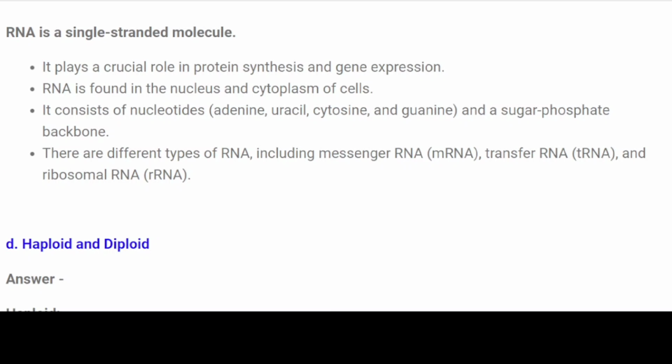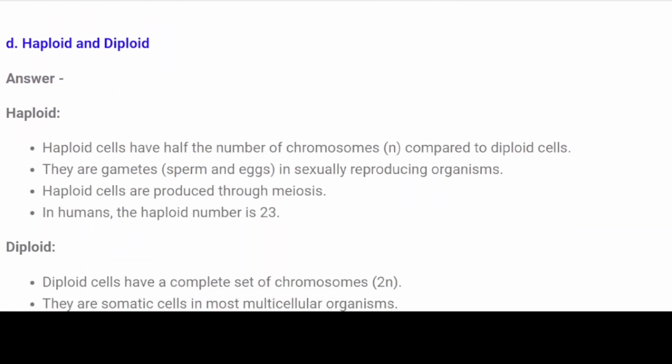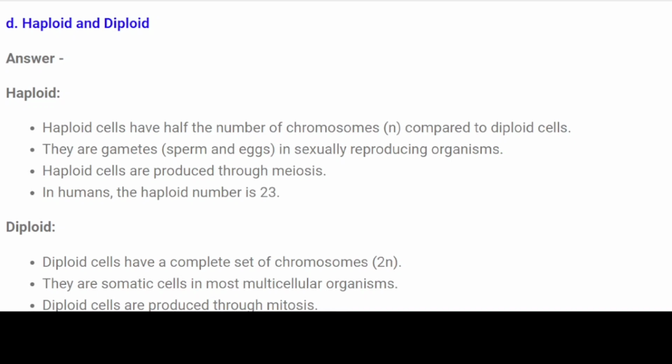D. Haploid and diploid. Answer. Haploid. Haploid cells have half the number of chromosomes, n, compared to diploid cells.